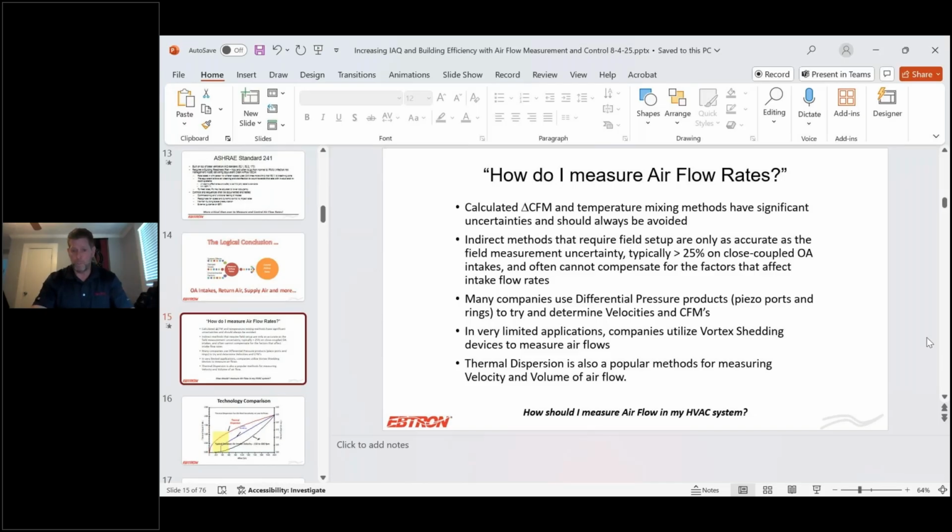Differential pressure products came out, and companies are using differential pressure products, piezo ports, piezo rings, to try and determine velocities and CFMs through a certain space. We'll talk about that. In some limited applications, companies are utilizing a vortex shedding device for measuring airflow. Those have their applications. We'll talk about that. And then the third way of direct measurement is thermal dispersion, which is a very popular method for measuring velocity and volume. So there are basically three methods of direct airflow measurement.